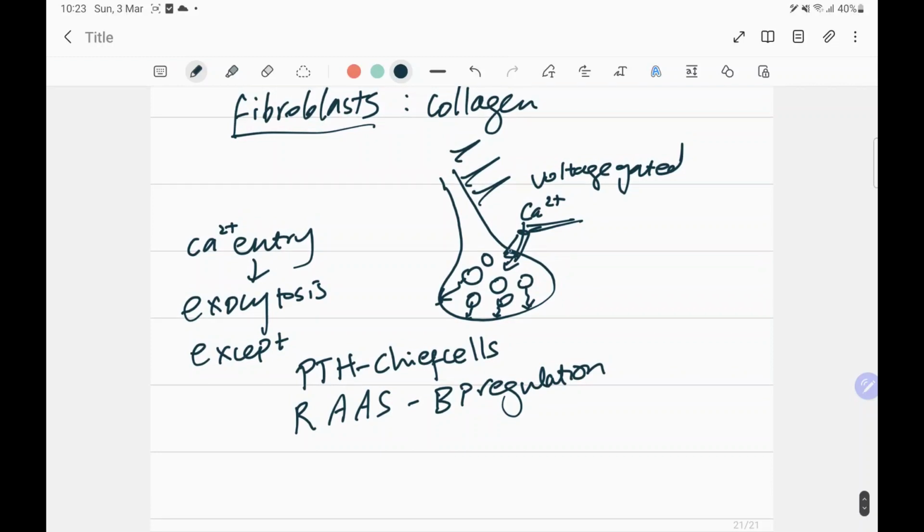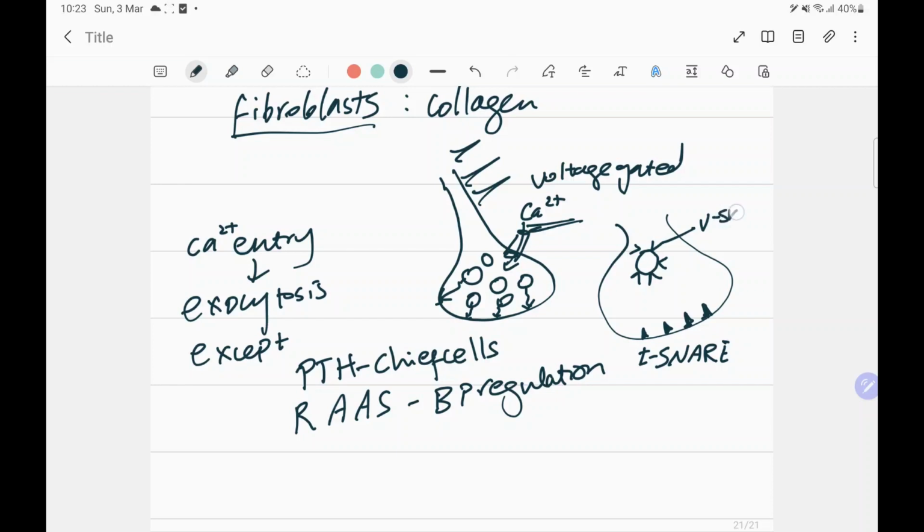So calcium entry causes exocytosis, and these vesicles don't fuse blindly with the membrane. If this is the membrane, there are certain molecules on the membrane called T-SNARE proteins, target SNARE proteins. And the vesicles have some receptors on them called V-SNARE. I should write that in capitals: V, vesicular, S-N-A-R-E.